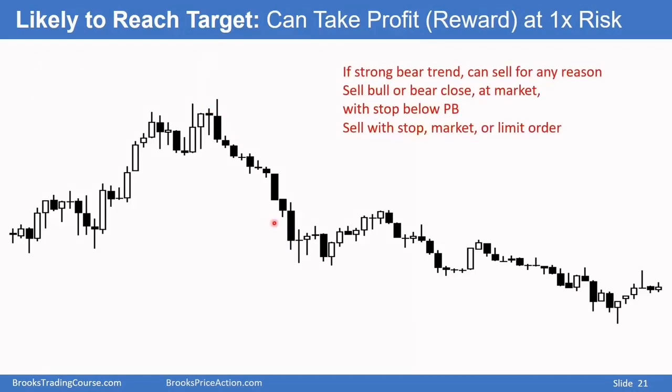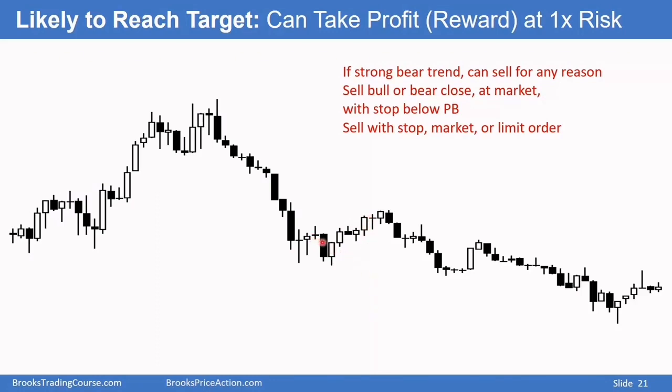When the market's in a strong bear trend like this, you can sell for any reason. You can sell bear closes all the way down. You can sell bull closes, betting that the first reversals up will fail. You can sell strong bull bars and a series of bars, as long as you think the reversal up is still only a bull leg in a trading range or a bear flag, which this is. And you can sell below bars.